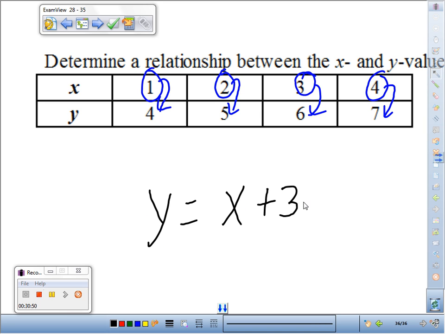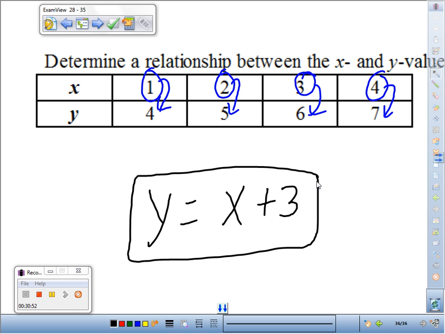Y equals X plus 3. Hands if you got that. That is correct. Okay, let's move on. Number 29.